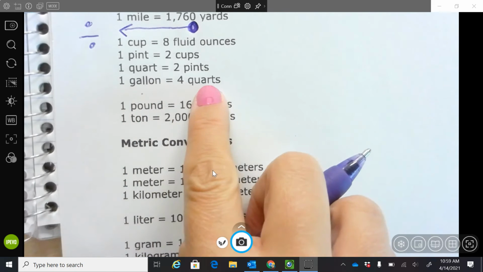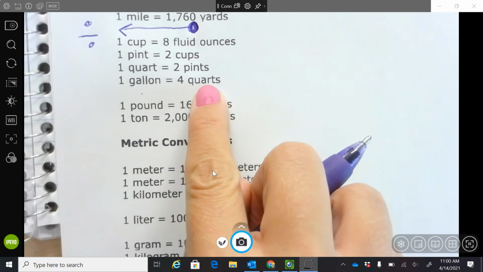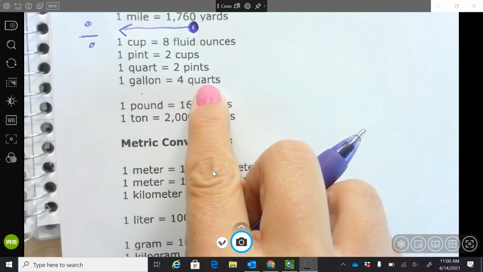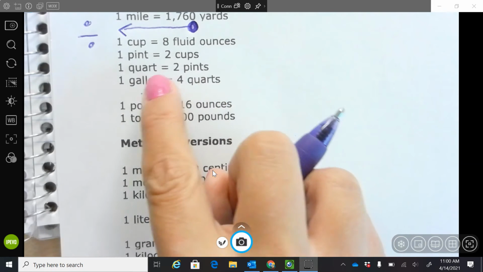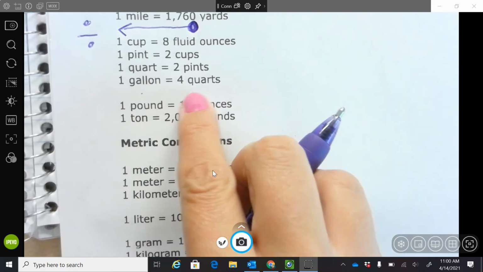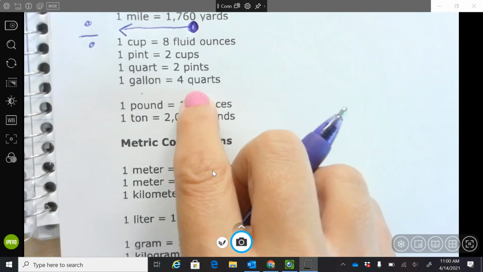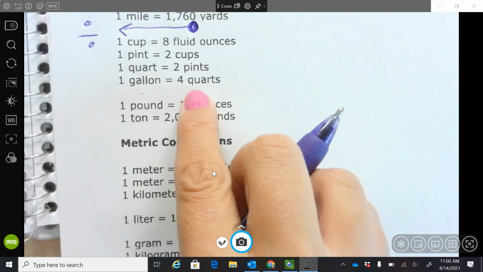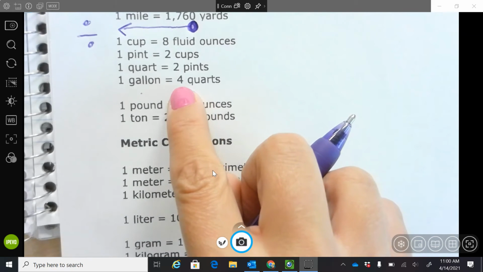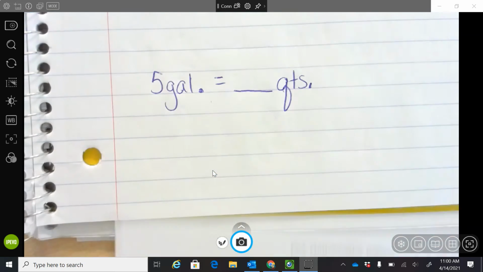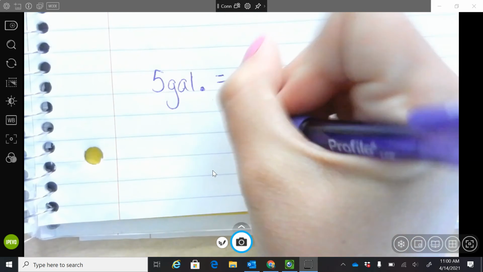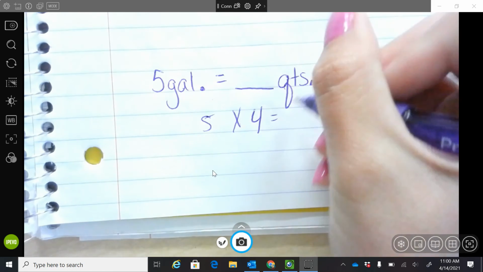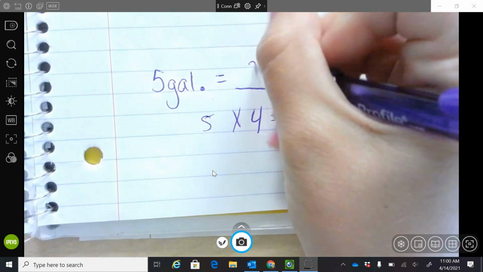Gallons to quarts. Okay, but hold on. How do we get that? What are we dividing or multiplying? Multiplying. Because we're moving from here to here. And we know that when we go from something bigger to something smaller, we got to multiply. So we're going to multiply 4 times 5, and we got 20.